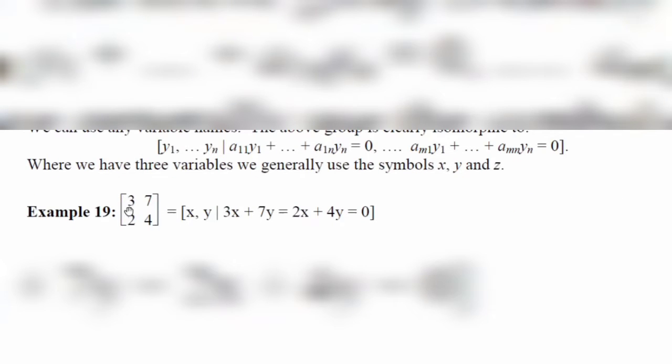So here's an example related to the representation. 3, 2, 7, 4 is a 2 by 2 matrix. I can write it in the form of equations like this: 3x plus 7y equals 0, and 2x plus 4y equals 0.